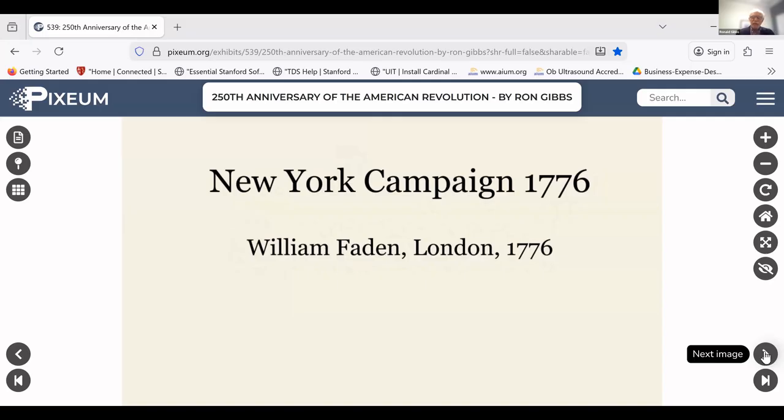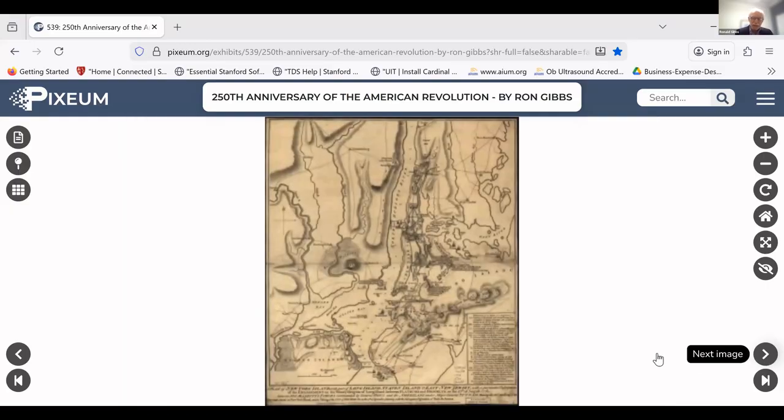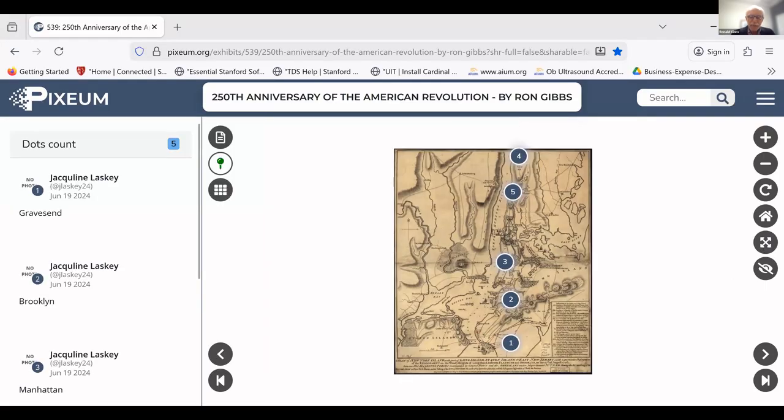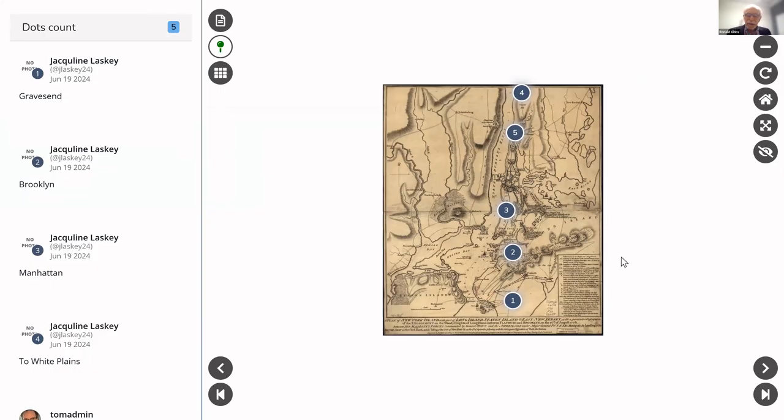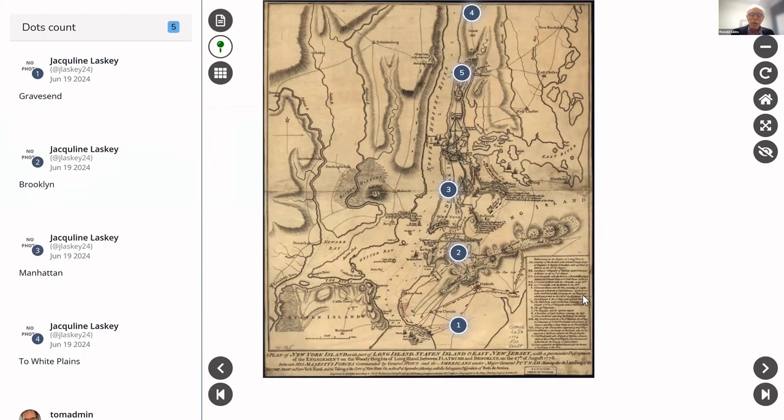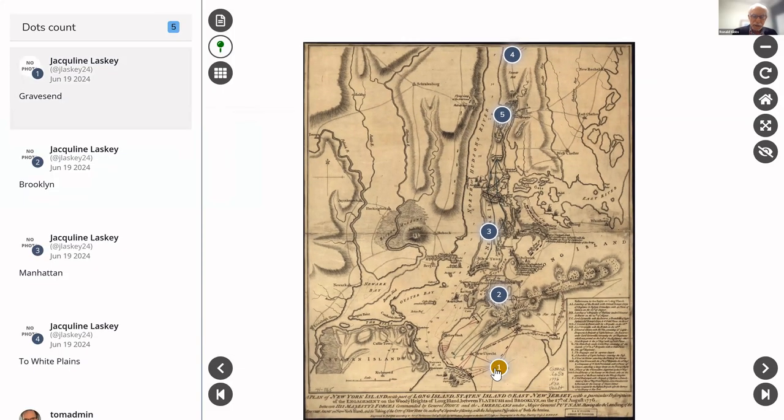We now turn to 1776, and this is the William Faden map of the New York Theater of Operations. William Faden was a premier cartographer and held the title of cartographer to the king. Let's go to the next map, please, Jackie. And we'll put on the dots, and we will need to go to full screen here. Running down the center of the map, can we go to full screen, please? Rolling down the center is at the bottom, lower New York Bay, and then the Hudson River.